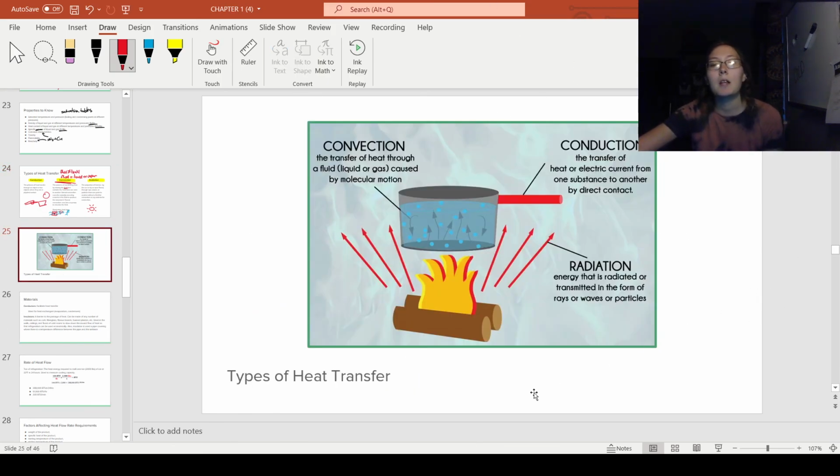So here's a little example of it, right? Conduction is the transfer of heat in that pan. Convection is the transfer of heat through this liquid right here. And then radiation is the transfer of heat by this fire.